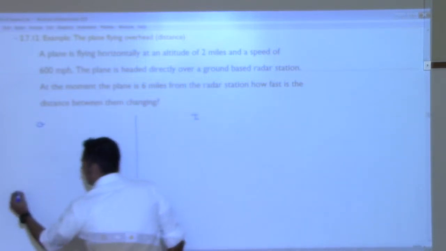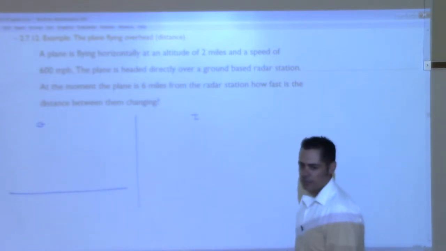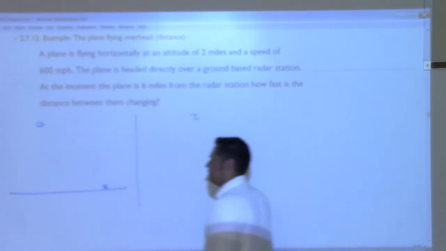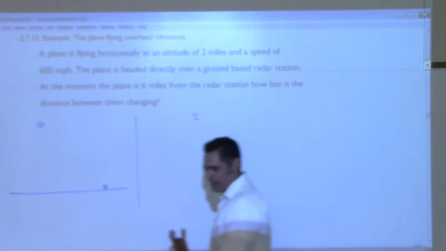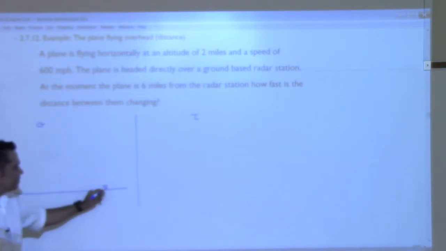All right, so here we go. That's the ground. This is my radar station. I've been doing this for a long time, so don't be jealous. I draw radar stations every semester. I've gotten good at it, as you can see. We are actually going to think of the radar station as a single point on the ground. We're not going to take into account how high off the ground it is. We're just going to consider it to be a point.